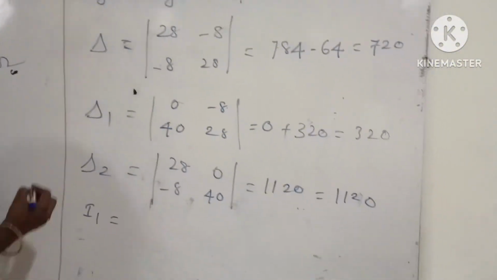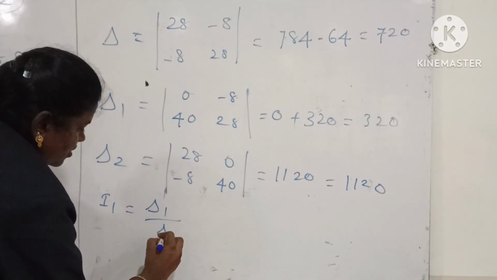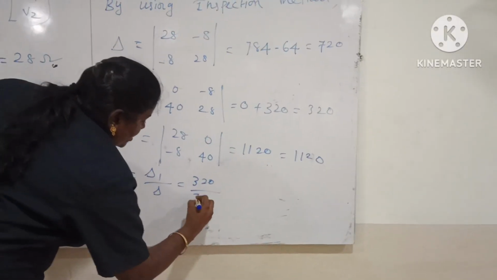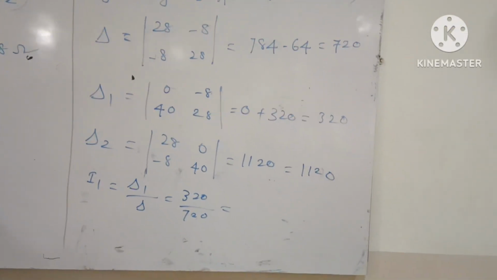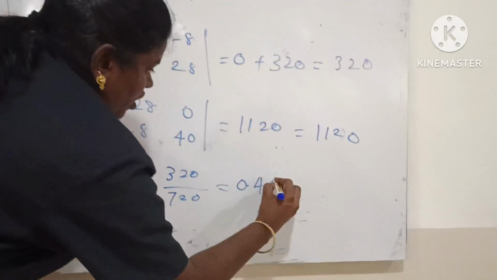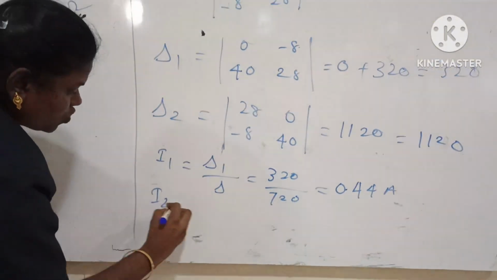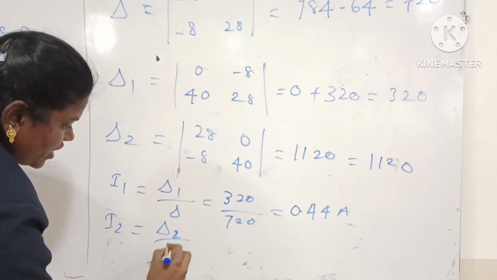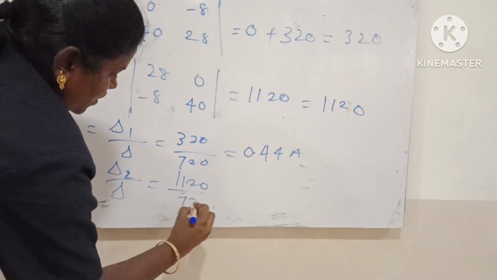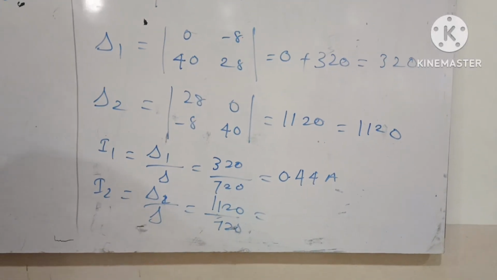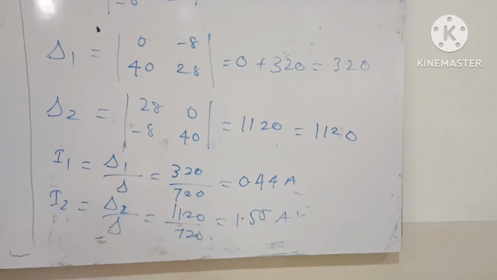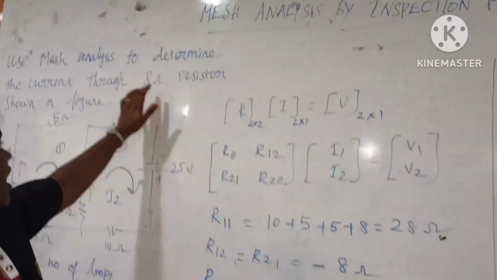So you have to find the current value. I1 is equal to del 1 by del. The value of del 1 is 320 divided by 720. So the current value is 0.44 amps for I1. And I2 is del 2 by del. Del 2 value is 1120 by 720, which is 1.55 amps.